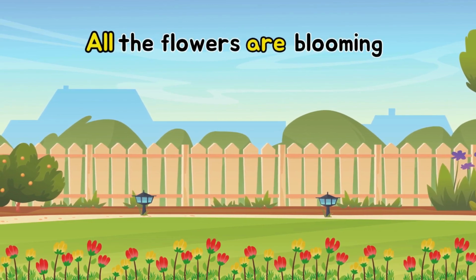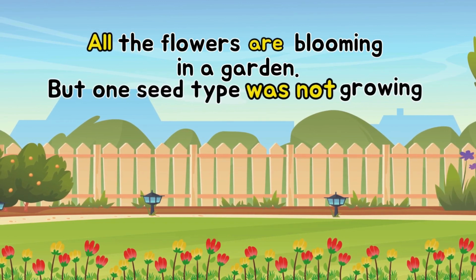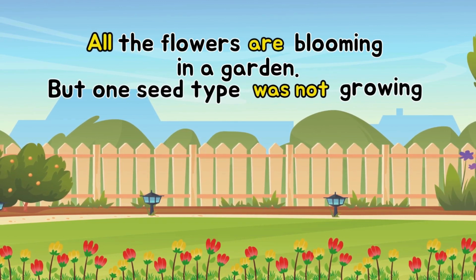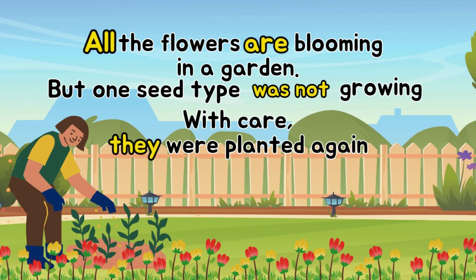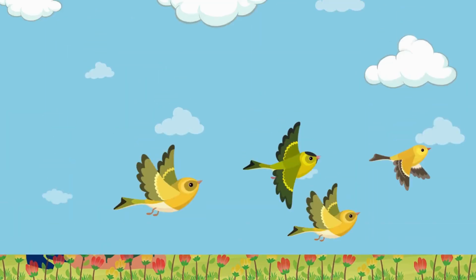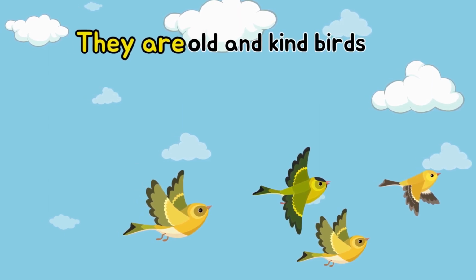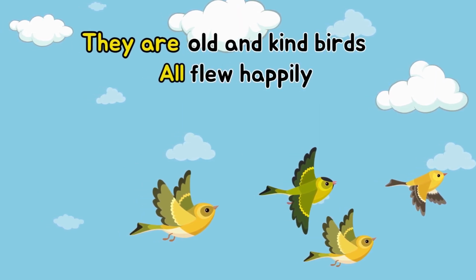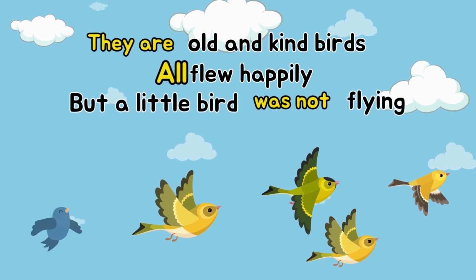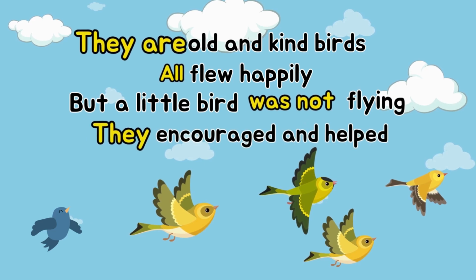All the flowers are blooming in a garden. But one seed type was not growing. With care, they were planted again. They are old and kind birds. All flew happily, but a little bird was not flying. They encouraged and helped.